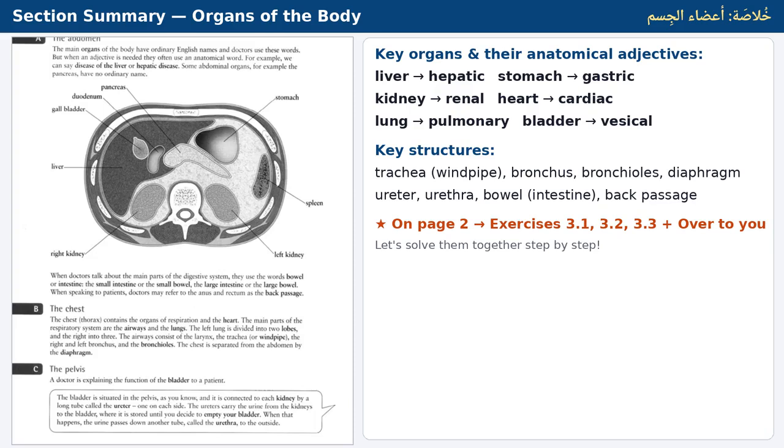From section C, the pelvis. The bladder, vesicle is the adjective. The kidneys, renal is the adjective. The ureters carry urine from the kidneys to the bladder. The urethra carries urine out of the body. That is the end of the theoretical part. Let us now switch to page 2 and solve the exercises together.